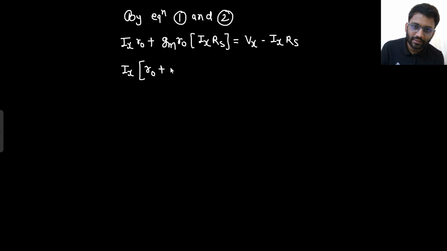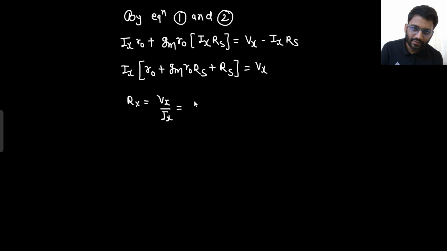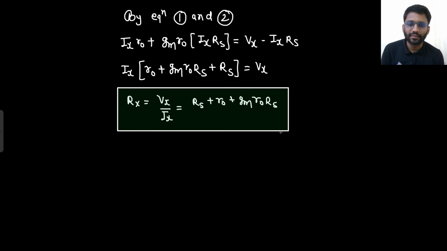R0 plus Gm R0 Rs plus Rs is equal to Vx. So what is your Rx? Rx is Vx by Ix, that is Rs plus R0 plus Gm R0 Rs. This is your Rx.